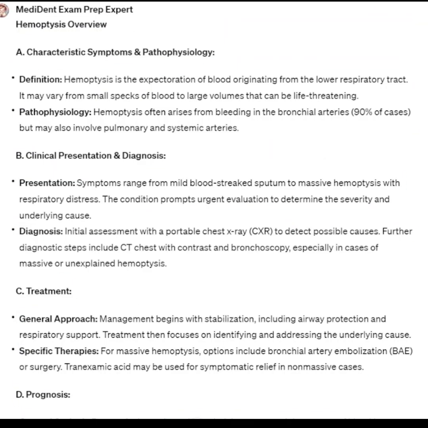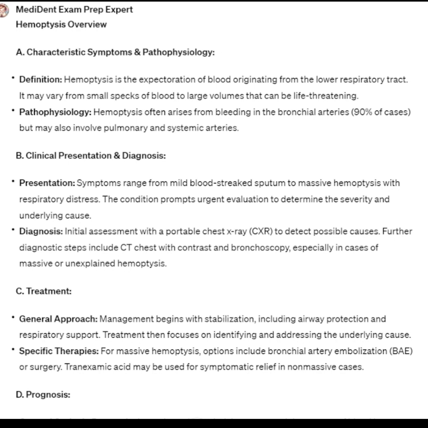Hemoptysis overview. A. Characteristic symptoms and pathophysiology. Definition: hemoptysis is the expectoration of blood originating from the lower respiratory tract. It may vary from small specks of blood to large volumes that can be life-threatening. Pathophysiology: hemoptysis often arises from bleeding in the bronchial arteries, 90% of cases, but may also involve pulmonary and systemic arteries. B. Clinical presentation and diagnosis.